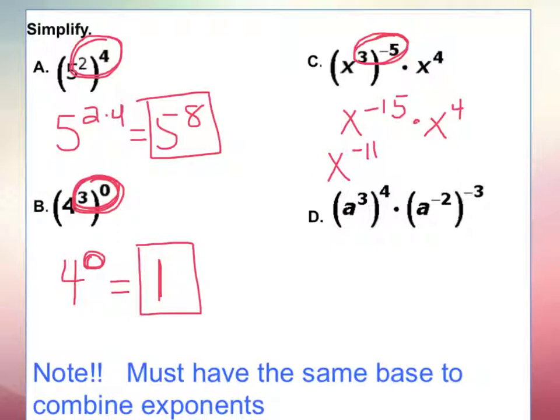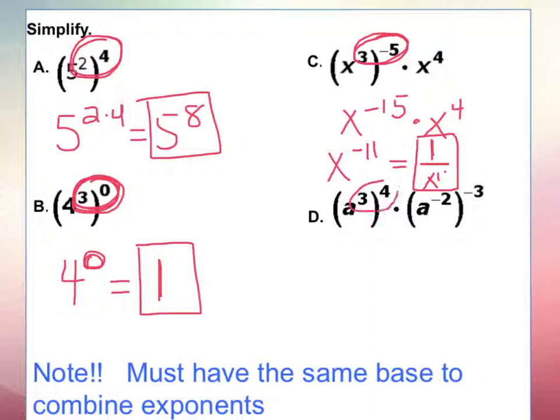And remember, this is not fully simplified because it has a negative exponent. So to make it positive, I'll put it in the denominator and make it happy. So it becomes 1 over x to the 11th power. And that's my final answer. Look how simplified we made it. Now let's do part D.